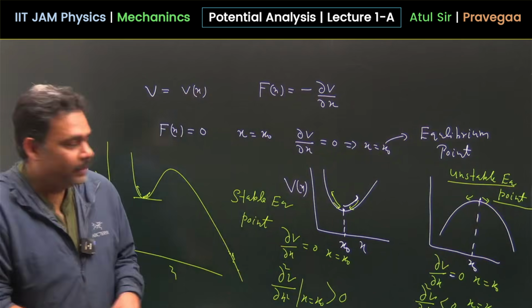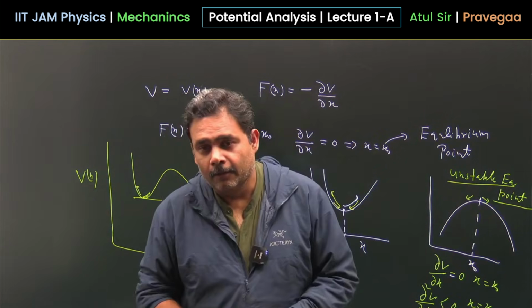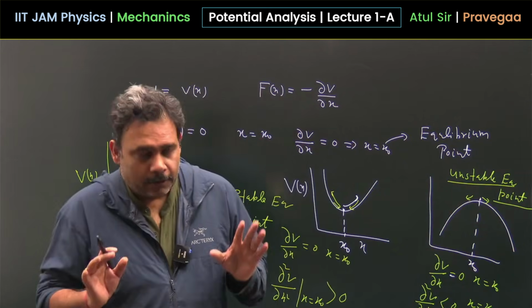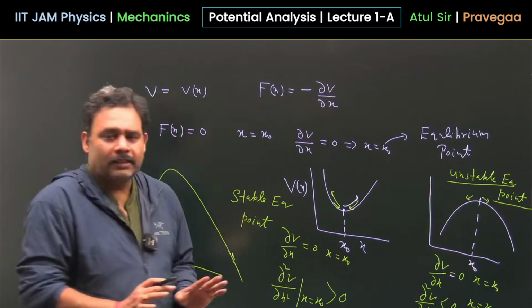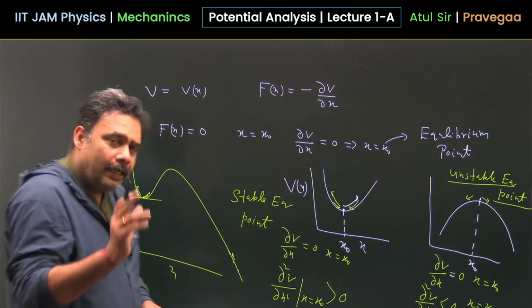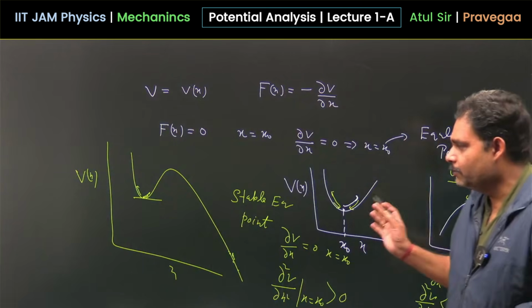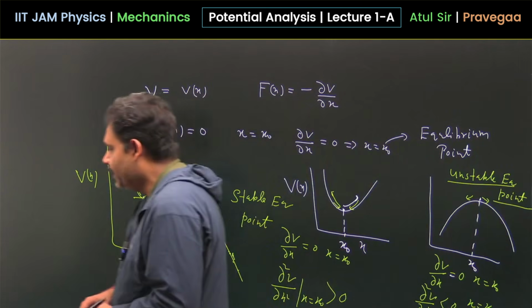Okay? So one is a stable equilibrium point. Another is an unstable equilibrium point. Okay? So this is the basic concept. We will slowly take this forward. Okay? So online people, are you getting this? Are you going to appreciate this one? Or if you want to add something, you can add it.